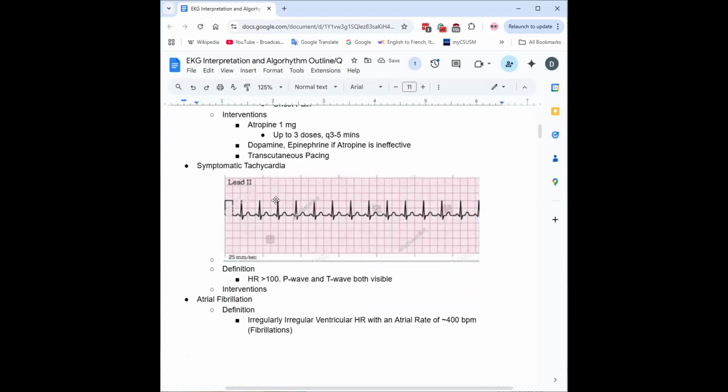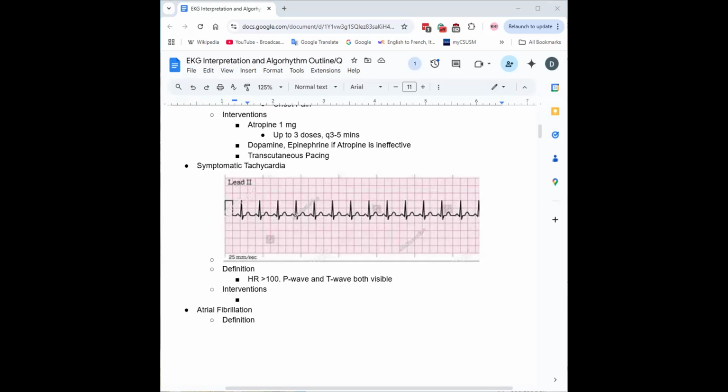Here we can see the R to R is consistent, but it's happening pretty fast. So I'm assuming this is a 60-second strip. 1, 2, 3, 4, 5, 6, 7, 8, 9, 10, 11, 12, 13, 14. Like 100, about 140. Defined, treating the underlying cause. Yes. So symptomatic, not symptomatic, treat underlying symptoms. In general, that's going to be some of the things you can do with it. So a lot of the time with symptomatic tachycardia, it is a lot about just assessing and treating the issue.